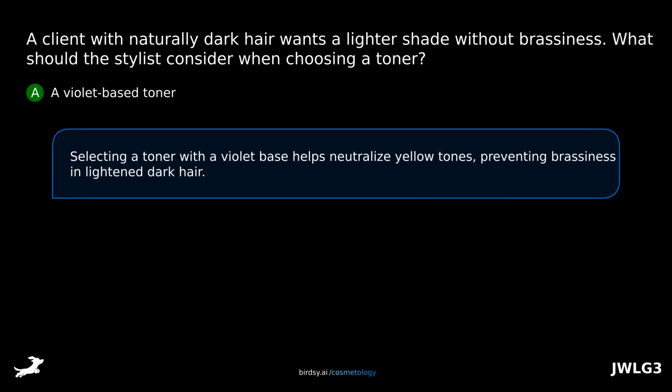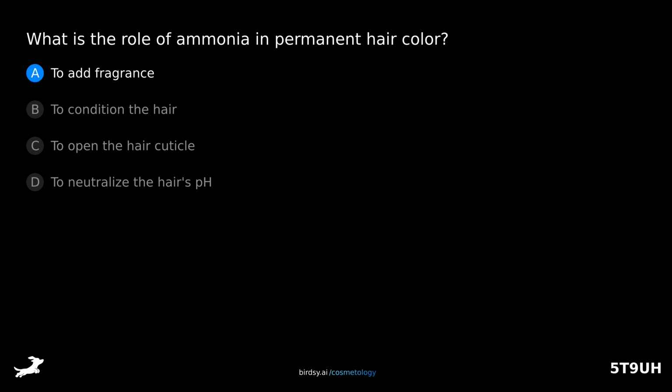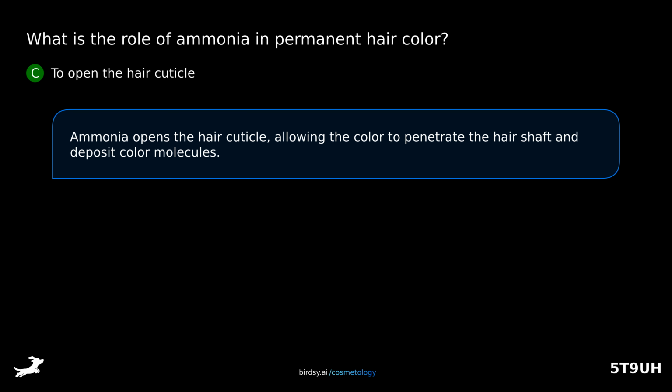What is the role of ammonia in permanent hair color? Is it A, to add fragrance, B, to condition the hair, C, to open the hair cuticle, or D, to neutralize the hair's pH? The answer is C, to open the hair cuticle. Ammonia opens the hair cuticle, allowing the color to penetrate the hair shaft and deposit color molecules.